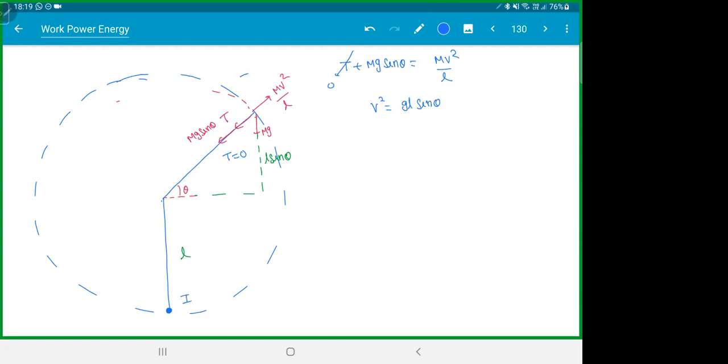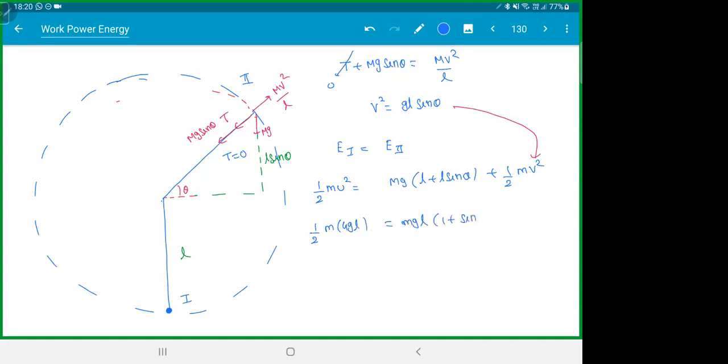This is your state 1, this is your state 2. Energy in state 1 is equal to energy in state 2. Initial potential energy is 0. Kinetic energy half mu square. Potential energy mg(L plus L sin theta), that's the total height. Kinetic energy half mv square. v square is this guy. Half mu square is 4gL. This is mgL(1 plus sin theta). Half mv square will be half mgL sin theta.